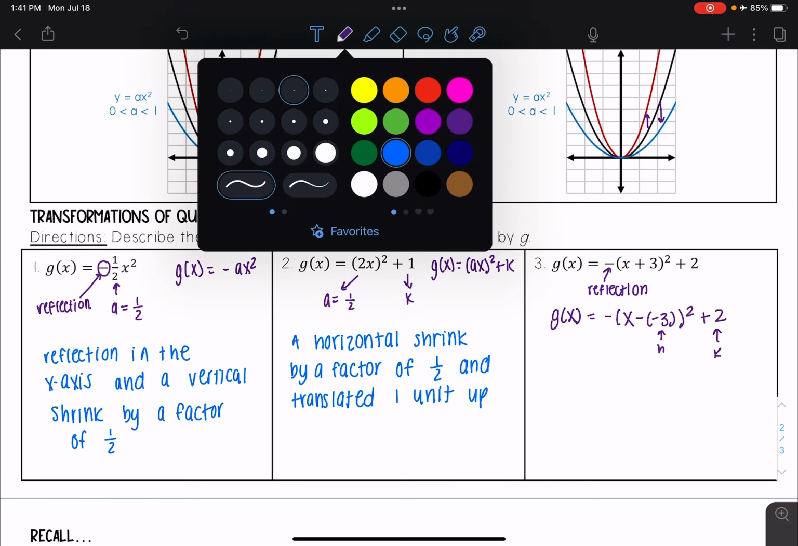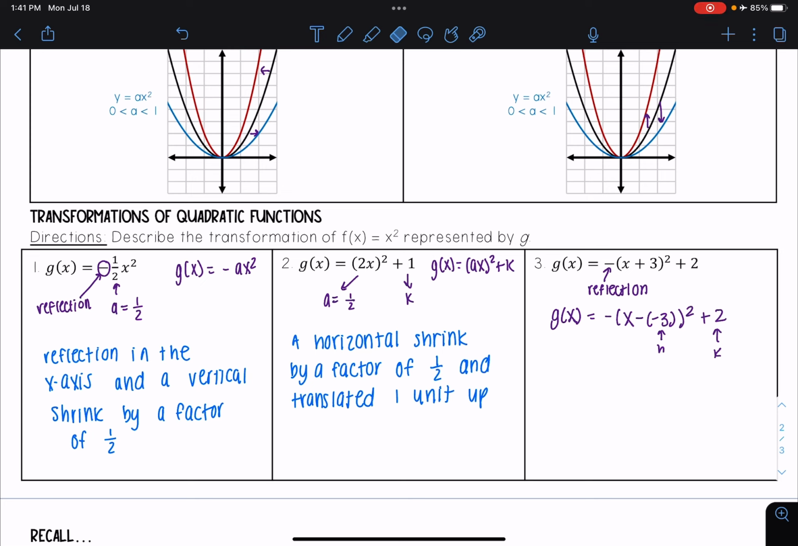So putting into words my transformation here, I see that the graph g is reflected in the x-axis. Since I have a negative 3 h, it's going left, translated left 3. And since I have a positive k, it's going 2 units up.